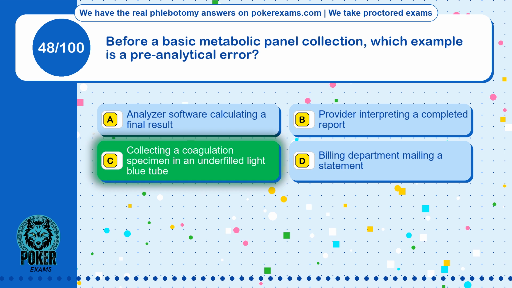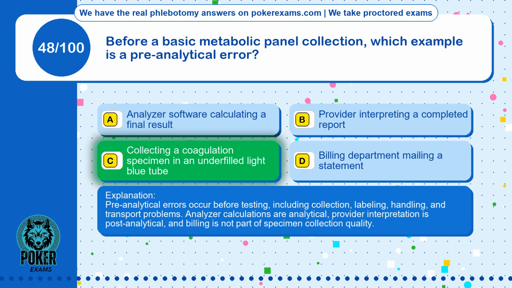The correct answer is option C. Collecting a coagulation specimen in an underfilled light blue tube. Pre-analytical errors occur before testing, including collection, labeling, handling, and transport problems. Analyzer calculations are analytical, provider interpretation is post-analytical, and billing is not part of specimen collection quality.